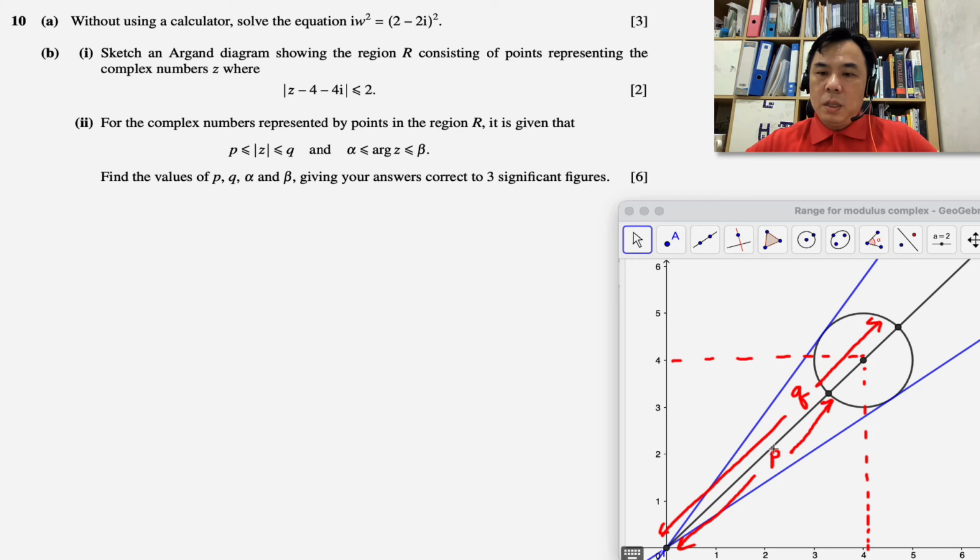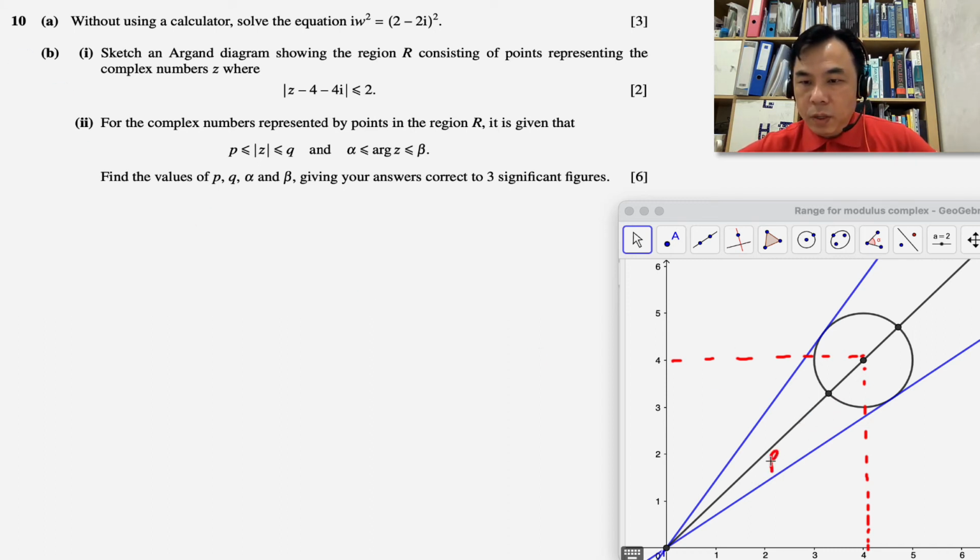So we can take the distance from O to the center of the circle. Now let me clear this P first so that it's not very distracting for us. We are interested to find the value for P, which is given by this distance here. To do that, we are going to find the distance from O until the center of this circle. I'm going to label that as C.